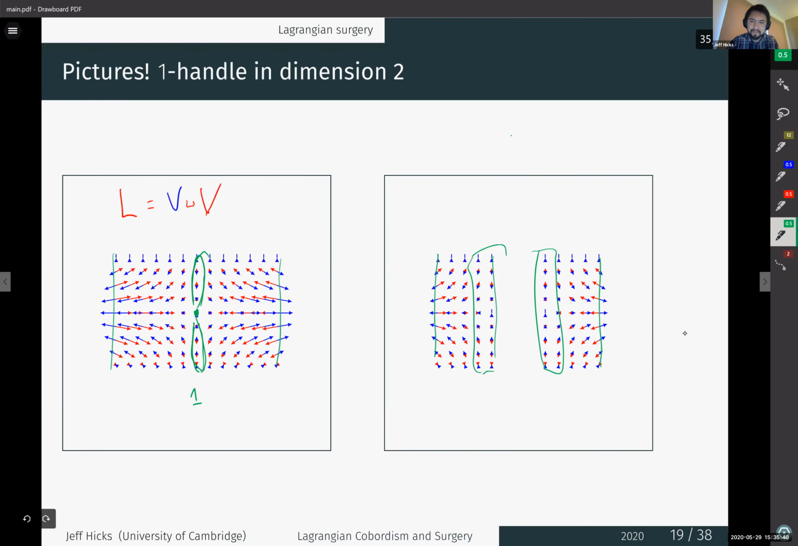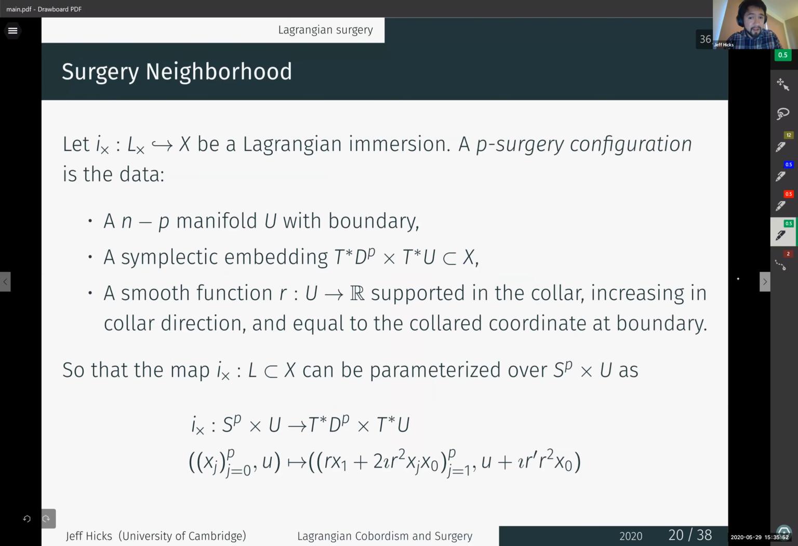Great. Right. I think maybe at this point it's a good idea to bring out just what this neighborhood really looks like. The data that we're going to need is the following, which is a Lagrangian immersion, and a p-surgery configuration.